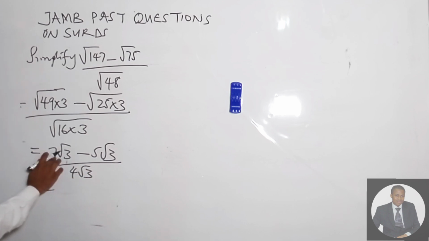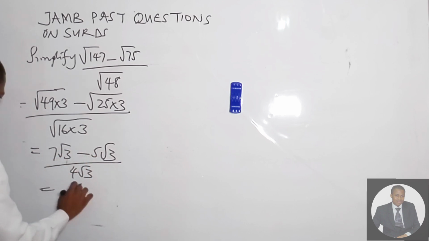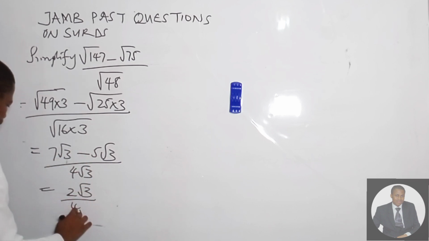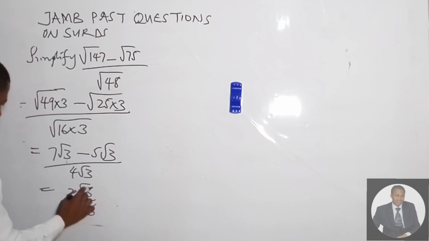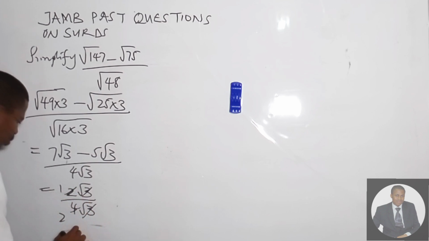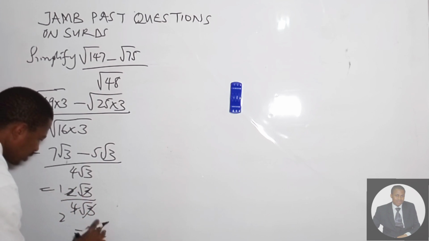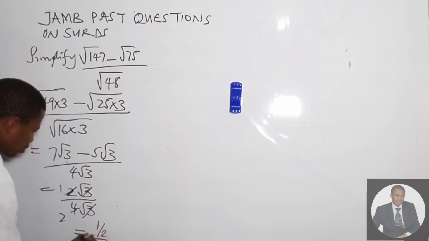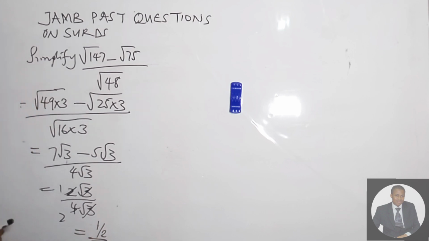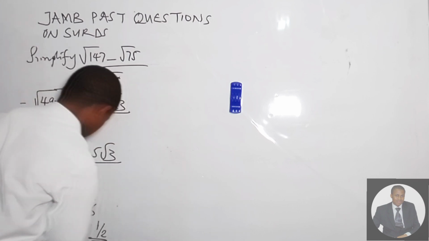So that will give us 7 minus 5, that's 2 root 3 all over 4 root 3. The root 3 cancels, so our answer will be 1 over 2. 1 over 2 becomes the answer in this place.